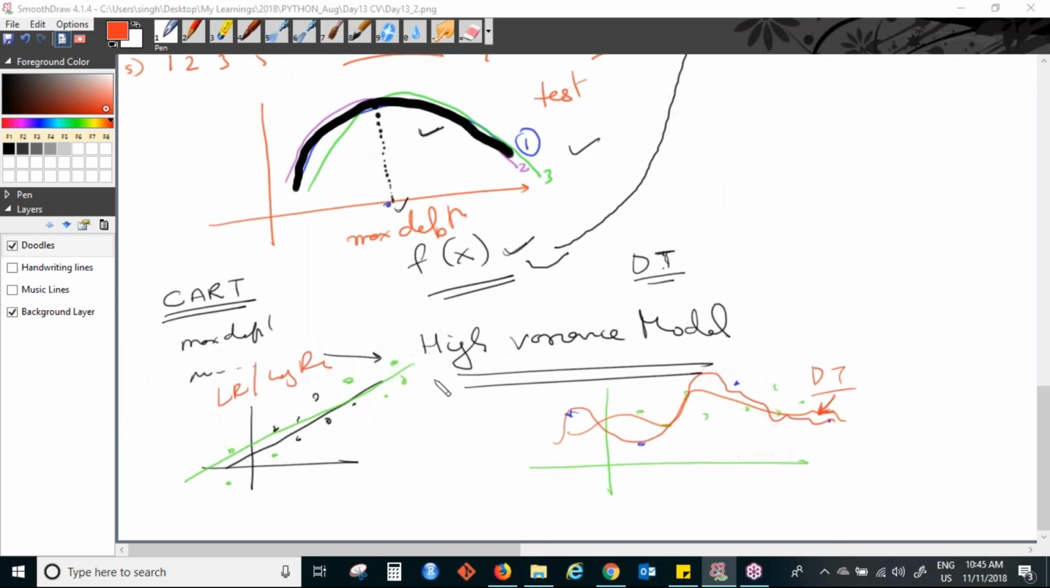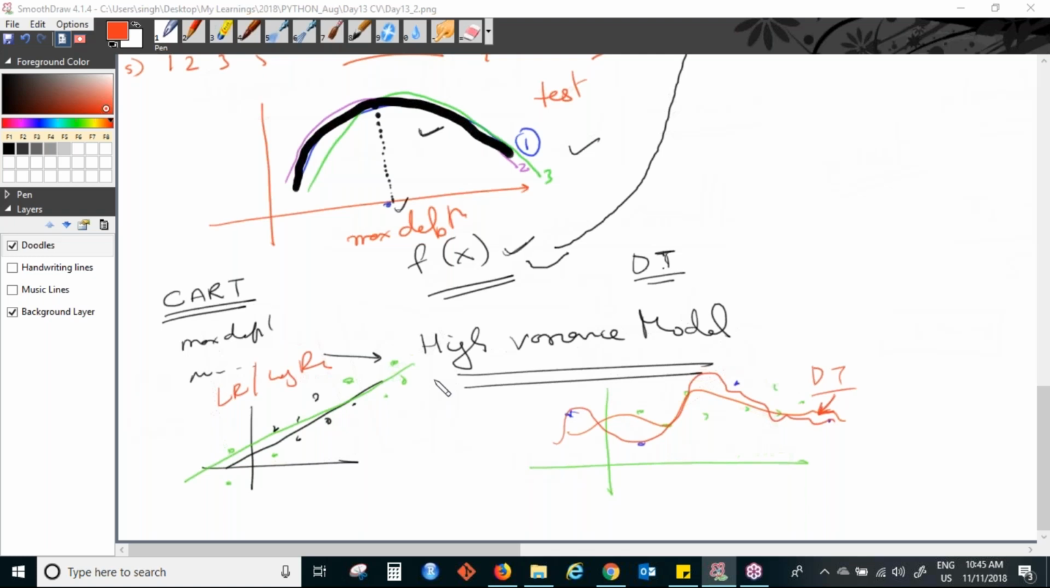And more specifically, there are no parameters that you have to vary. There are no major parameters in linear and logistic regression for which you have to find the best value. But in a decision tree, you have max depth, you have min samples leaf. So you don't know which parameter is the best.